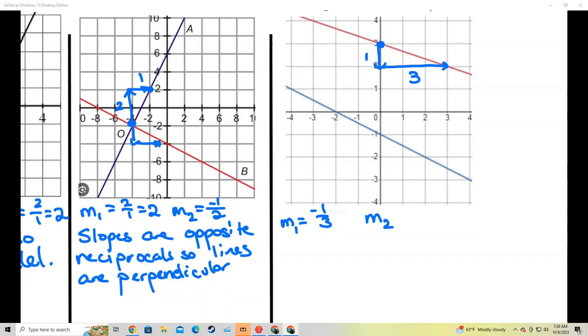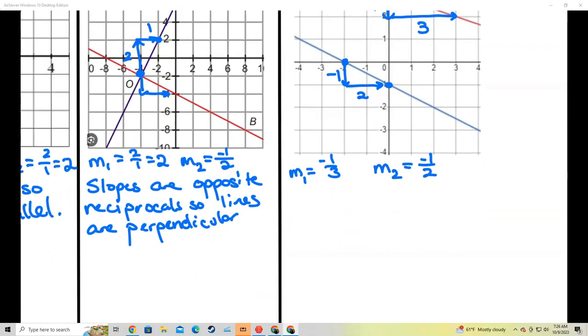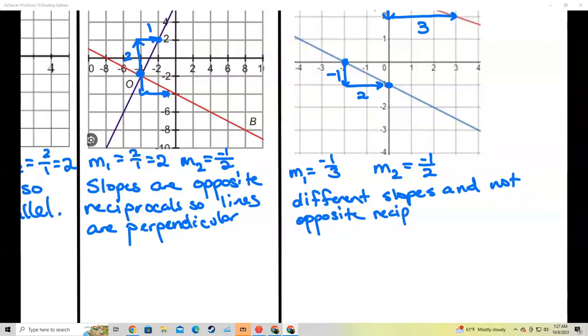And my second slope, to go from this dot to this dot, is down 1, right 2. These are different slopes, and not opposite reciprocals. So it's not parallel and it's not perpendicular, so neither.